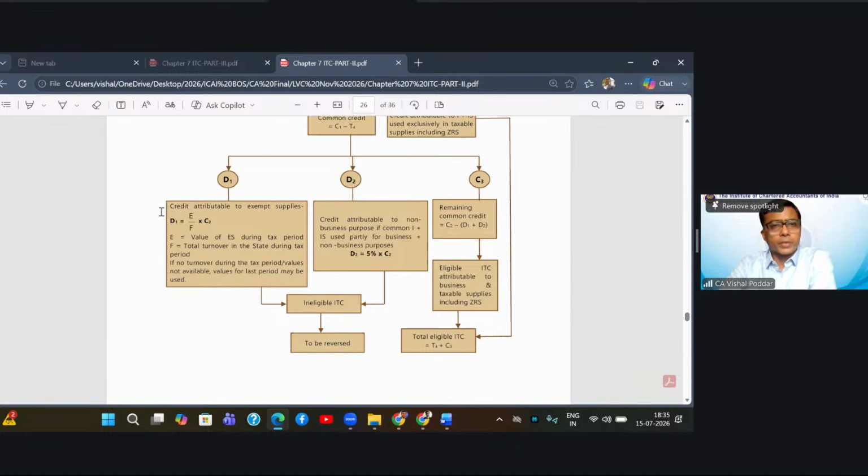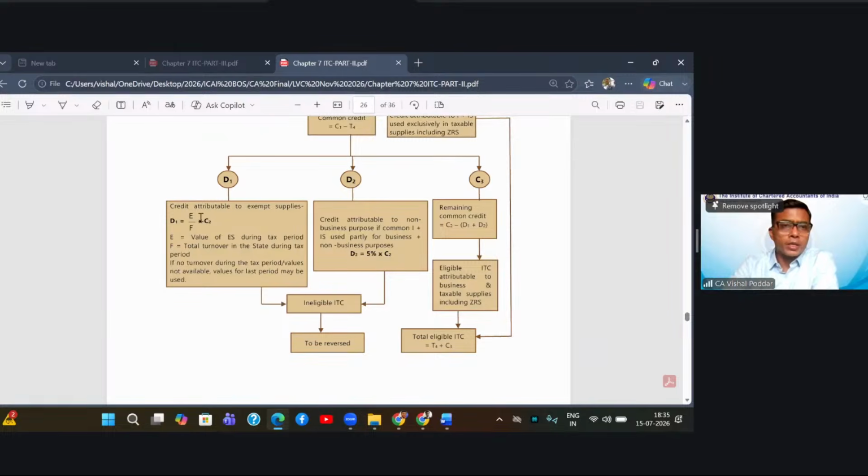What is D1? D1, this is out of now the common credits. So exclusive ones we have removed. Now what is left is the common credit. Now out of the common credits, D1 represents what? D1 represents the credit out of the common which is attributable or which is proportionate to the exempt supply.